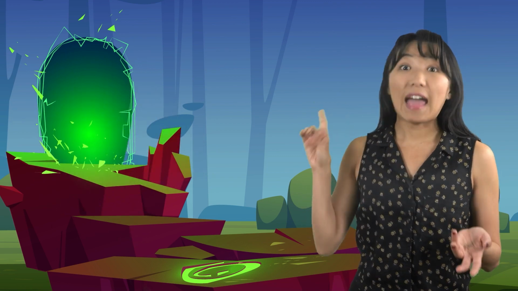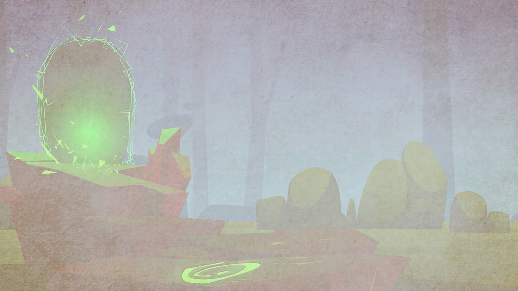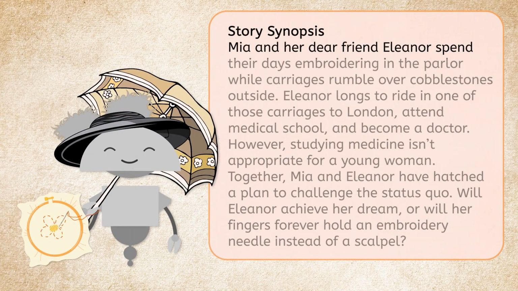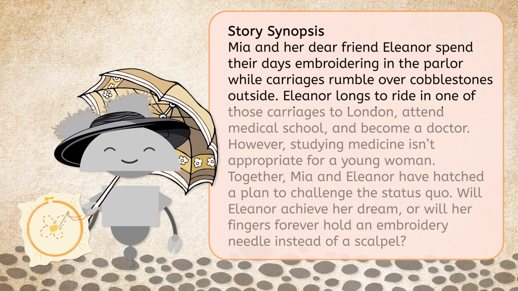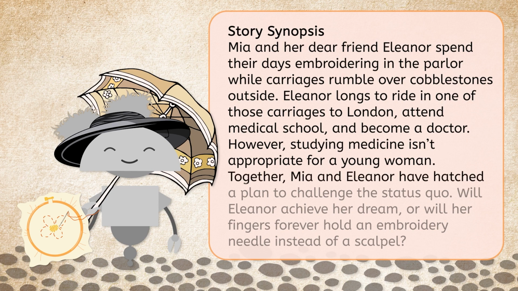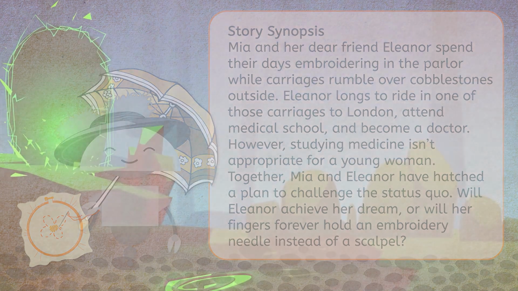Okay, Mia in the hat, you're first. Let's read your story synopsis. Mia and her dear friend Eleanor spend their days embroidering in the parlor while carriages rumble over cobblestones outside. Eleanor longs to ride in one of those carriages to London, attend medical school, and become a doctor. However, studying medicine isn't appropriate for a young woman. Together, Mia and Eleanor have hatched a plan to challenge the status quo. Will Eleanor achieve her dream, or will her fingers forever hold an embroidery needle instead of a scalpel?